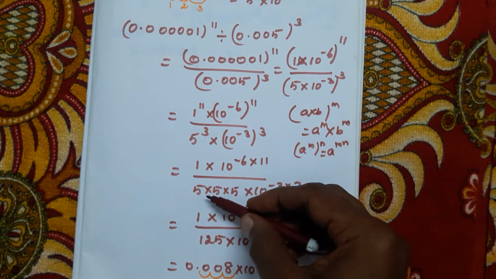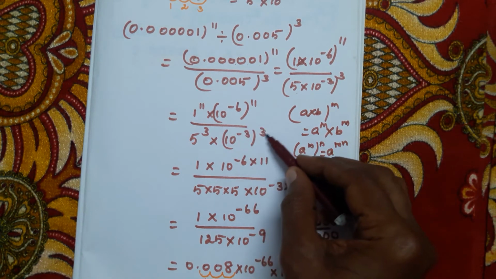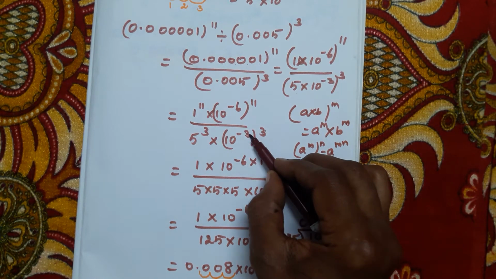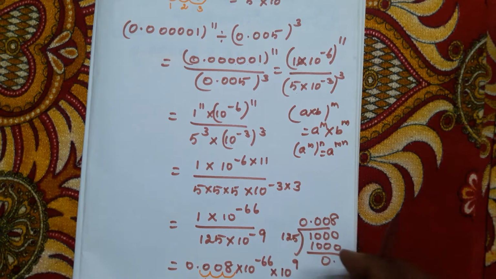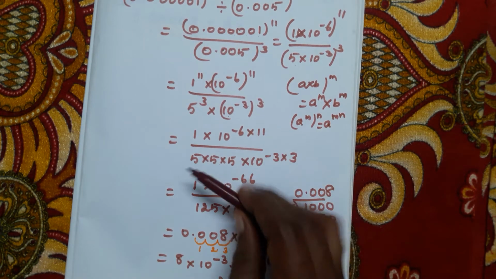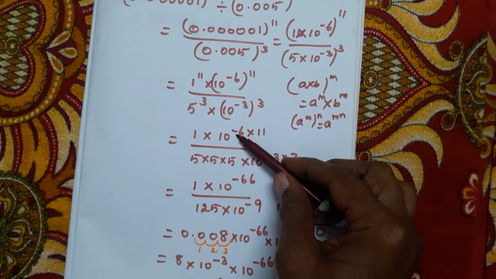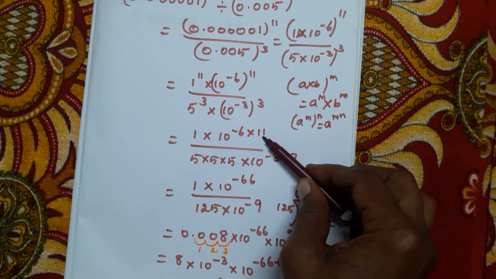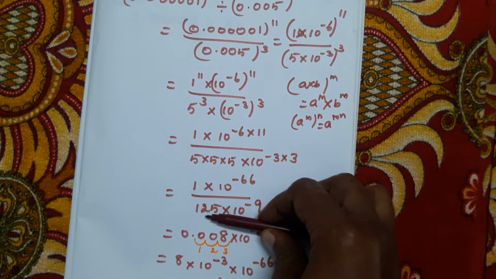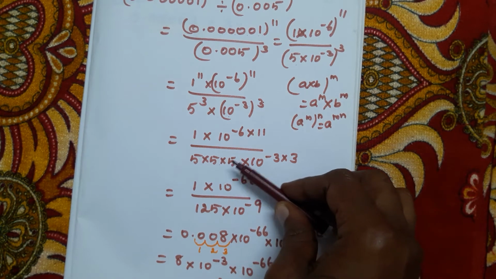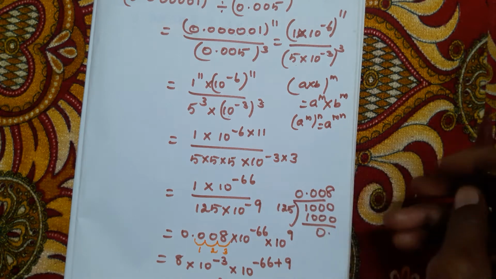Next, 5 cube is equal to 5 into 5 into 5. Again, a power m the whole power n is equal to a power m into n. So 10 power minus 3, the whole cube, is equal to 10 power minus 3 into 3. So it's equal to 1 into 1 power 11, which means 1 only. 1 into 10 power, 6 11s are 66, 10 power minus 66. Here 5 into 5 into 5 means 125: 5 5s are 25, 25 into 5 is 125, into 10 power, 3 3s are 9, minus 9.